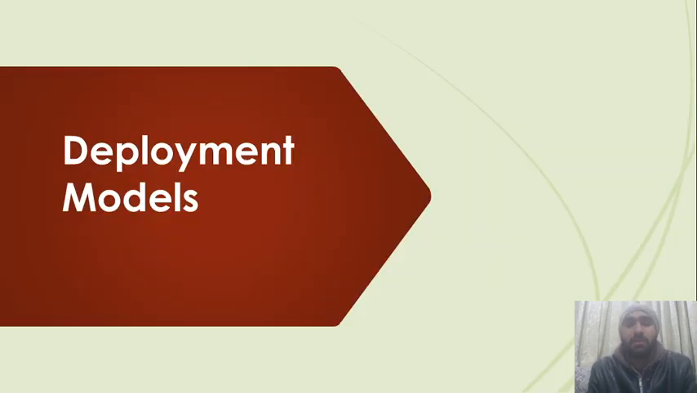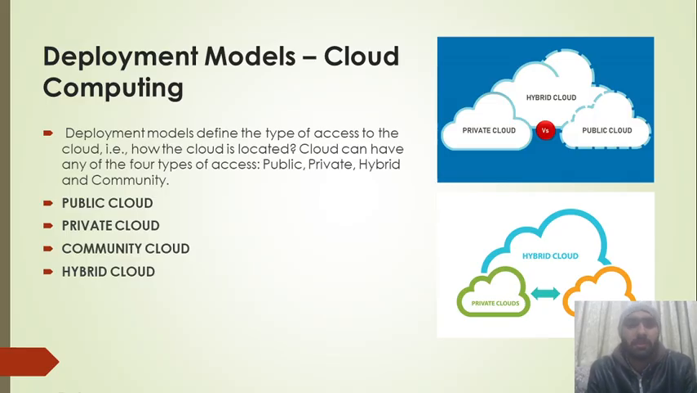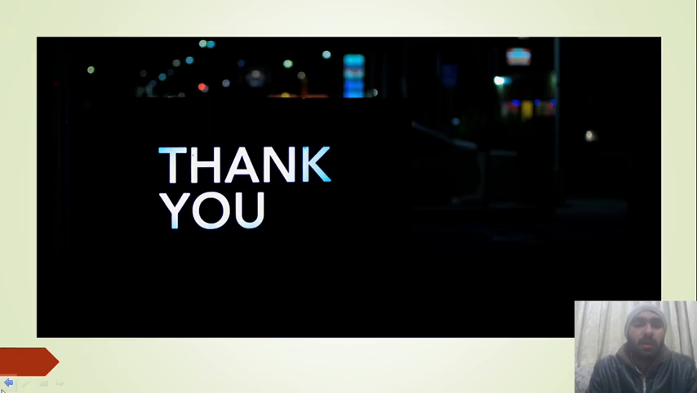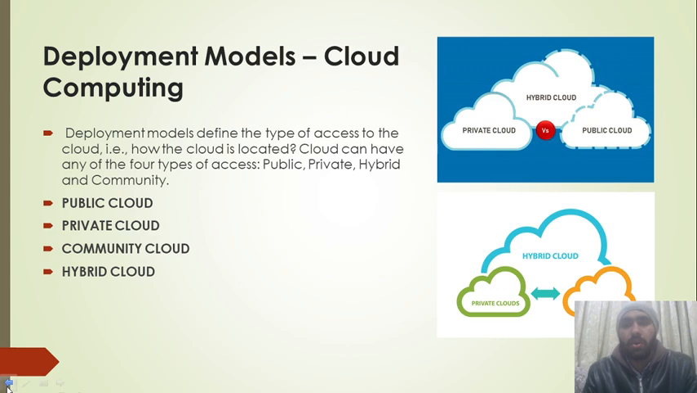Now I'm moving to the deployment models. There are four types of deployment models. Deployment methods define the type of access to the cloud: public cloud, private cloud, community cloud, and hybrid cloud. Now I'm talking about the public cloud. Public cloud is basically a shared cloud. A provider sets up a cloud and shares it with multiple people. Every consumer has its own part in that cloud. For example, a website like Wikipedia is a public cloud. Everyone can access that website.